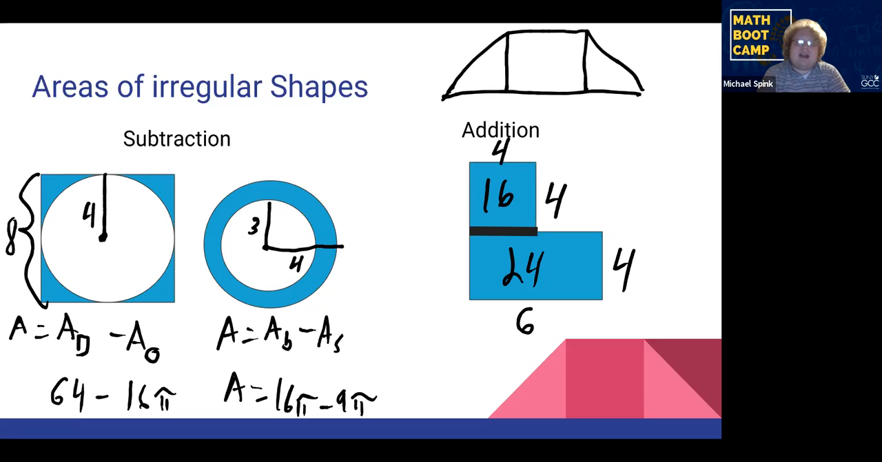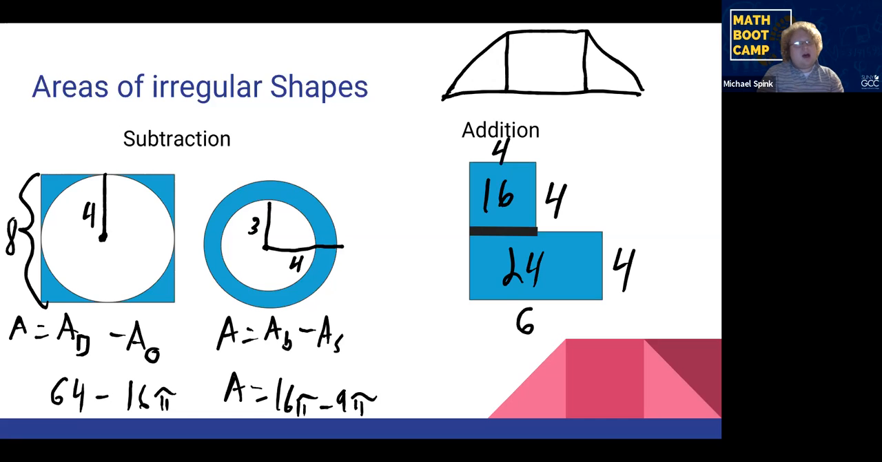How can we find the area of these shapes? We have to be smart. We have to break these down into shapes that we know what their areas are. On the left, we see that we have a square and a circle. If I take the whole area of that square and take out the middle, I'll have what's left. That kind of cues that this is subtraction.